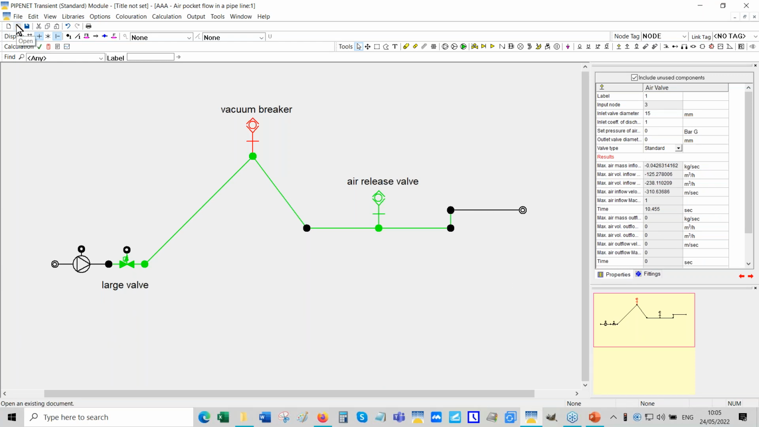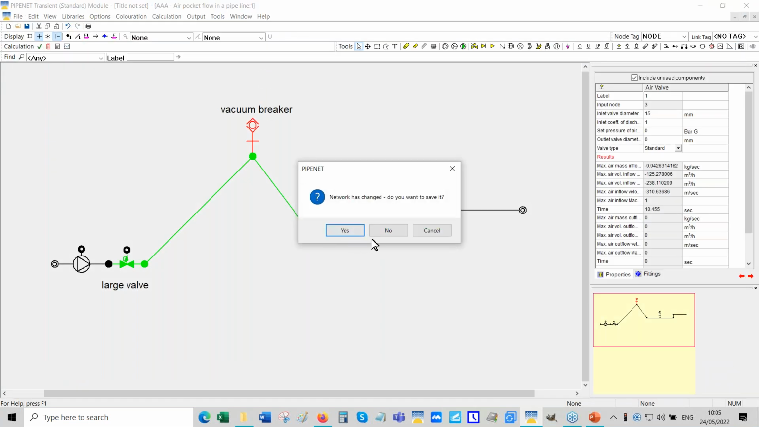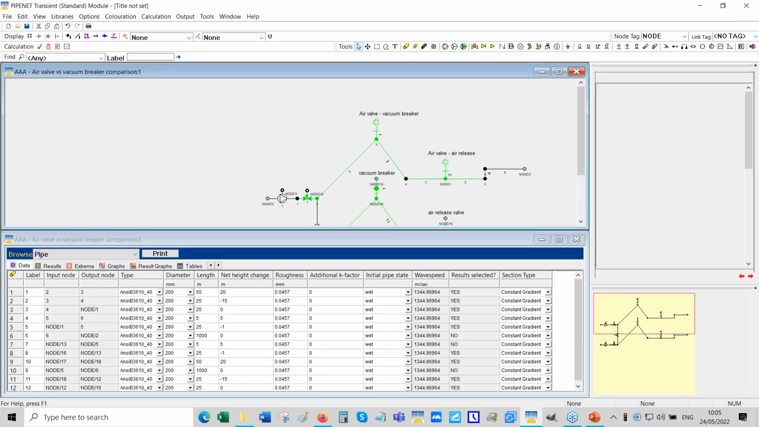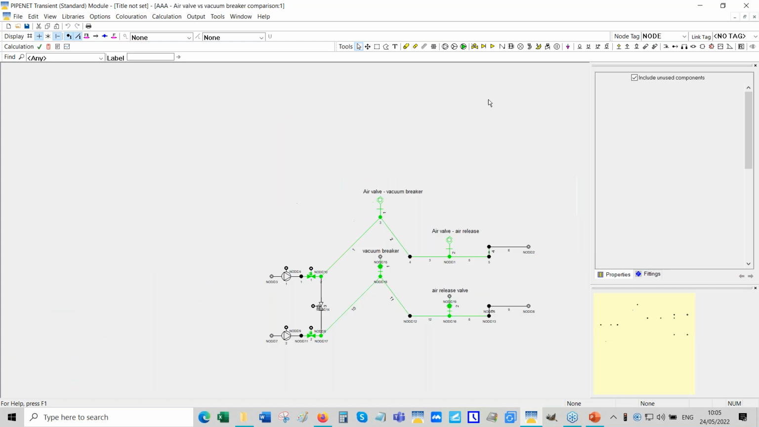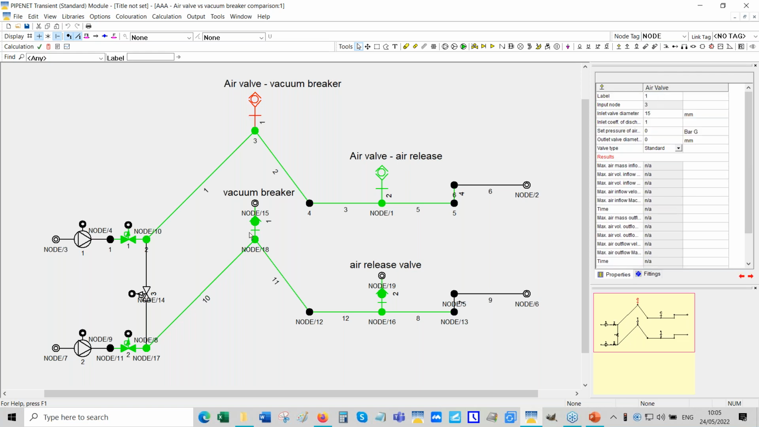I'll just show one more simulation here. This is a pretty quick one, and then we can finish. This is really a model that compares the air valve to a vacuum breaker valve. What is the difference?